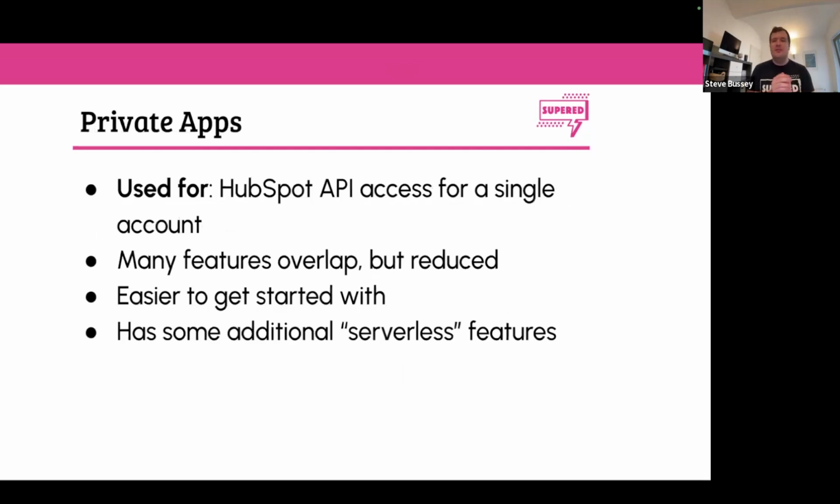Then we start getting into the different ways that you can distribute an application. And this is important as you actually start to build it, because you have to pick sort of the right foundation to build from. So the first is called a private app. And this gives you HubSpot API access for a single account. And this is very similar to the next thing we'll talk about, which is a public app. However, it has some reduced features.